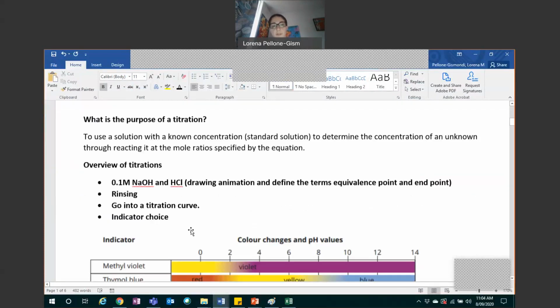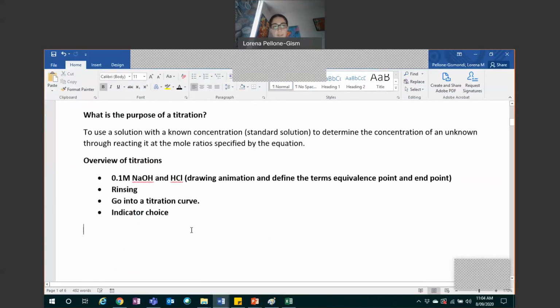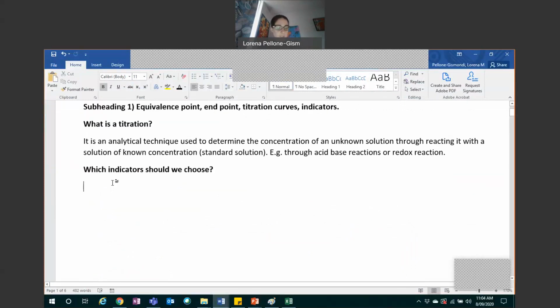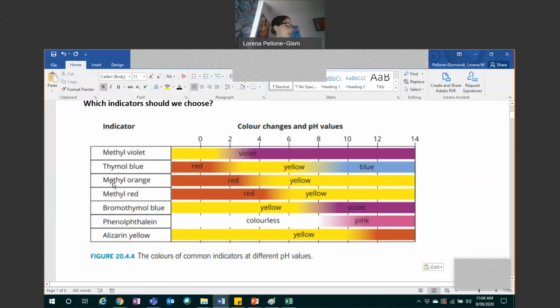I do want to show you this indicator list. Now, it is in your textbook. I think it's on page, got it here actually. Yeah, on page 531. So 531. And basically you've just got different indicators.